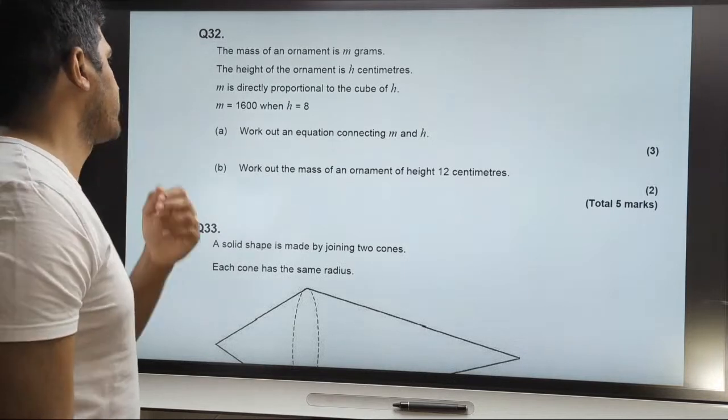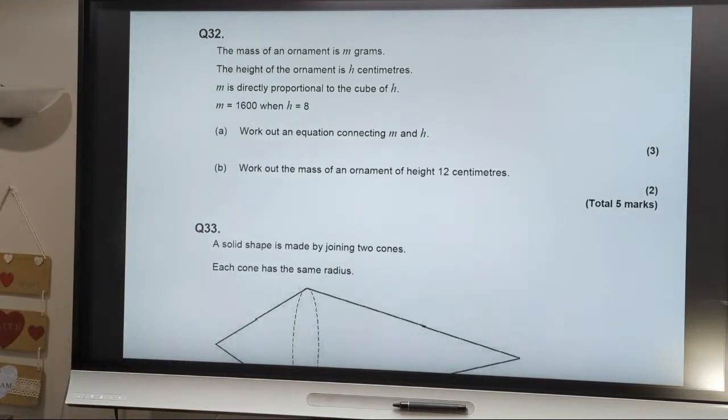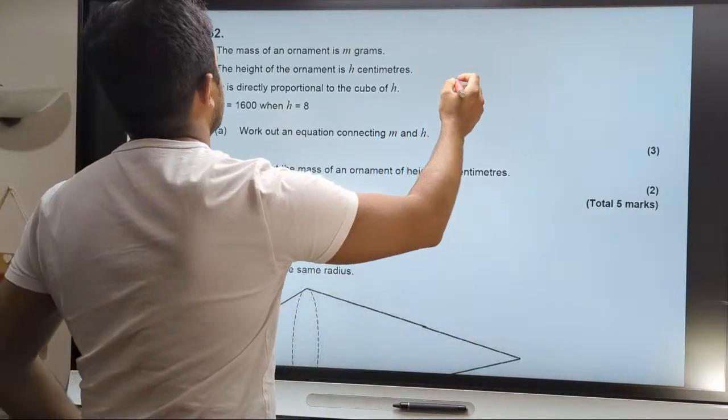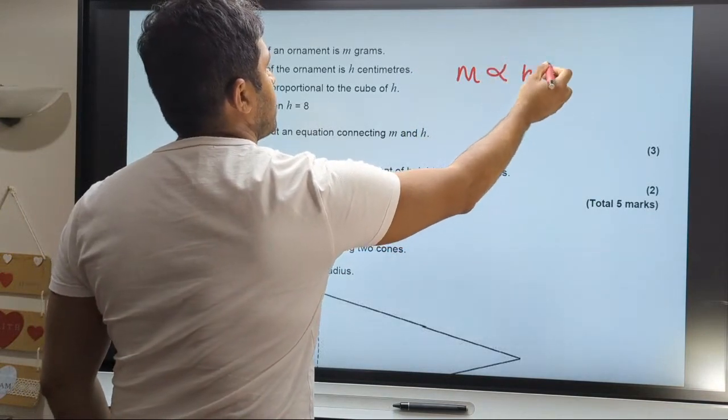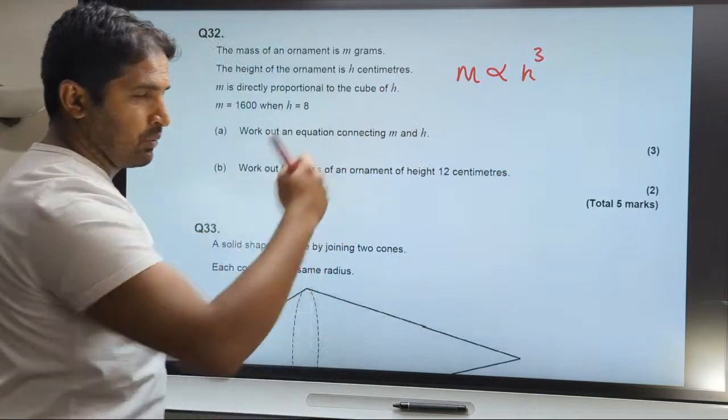Question 32. The mass of an ornament is m grams. The height of the ornament is h centimeters. m is directly proportional to the cube of h. m is 1600 when h is 8. So that's a direct and inverse proportion problem. We can say m is directly proportional to the cube of h, and m is proportional to h cubed. That's what you can write down.